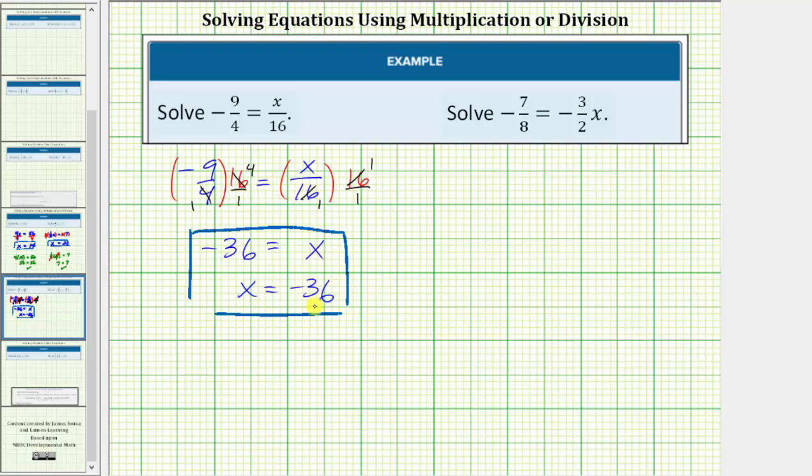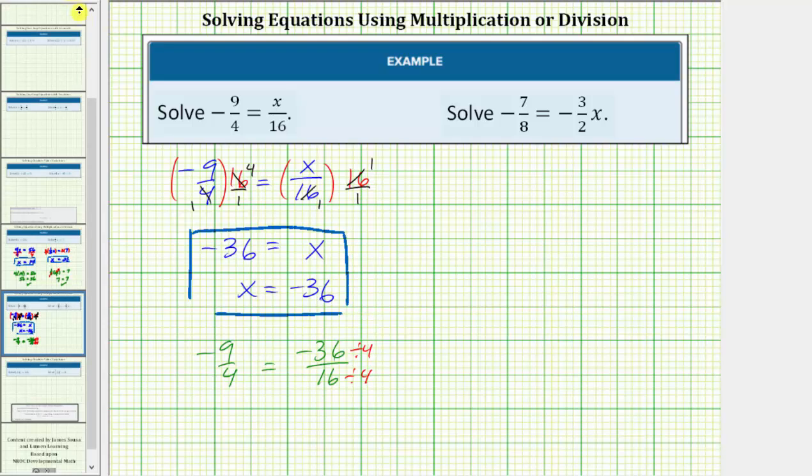Now let's verify the solution by verifying x equals negative 36 does satisfy the original equation. So we'll substitute negative 36 for x into the original equation, which will give us negative 9/4 equals negative 36 over 16. Let's simplify the fraction on the right. 36 and 16 share a common factor of 4. So let's divide the numerator and denominator by 4.